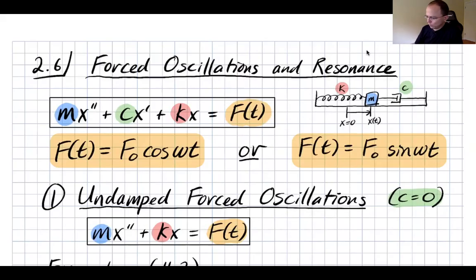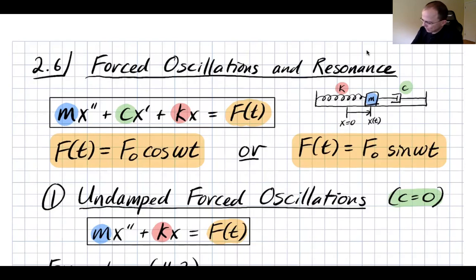Hi, welcome to the MATH336 lecture on section 2.6 from the textbook. This is the last section we'll be covering in chapter 2. And we're returning to a topic that we looked at before in section 2.4 about mechanical vibrations. And now we're going to look at forced oscillations and resonance.